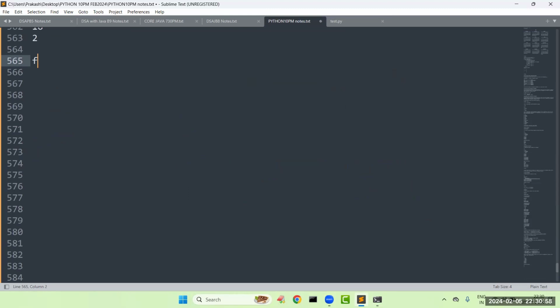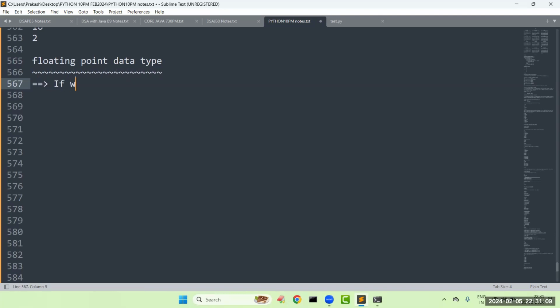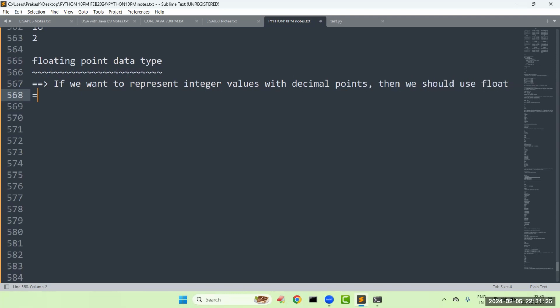Yes, sir. The second one is the floating point data type. The name itself gives a very clear idea. If we want to represent integer values with decimal points, then we should use floating point values. Best example, suppose you take 1.972345. Such types of numbers you have to represent only by using floating point values.